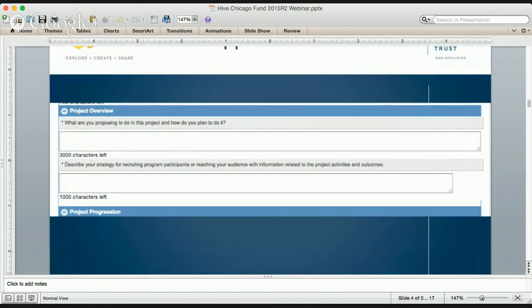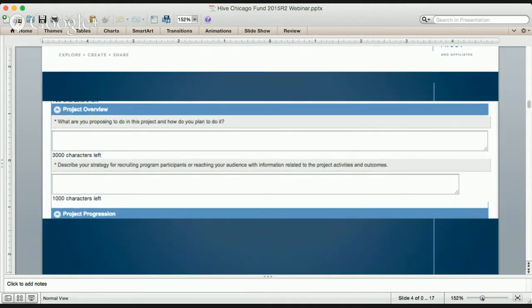Is this good? Okay. So this question is actually in response to the survey. So the people that filled out the survey about the last round, we heard you, hopefully, and have addressed some of your concerns. And so this first question, what are you proposing to do in this project and how do you plan to do it, is really an elaboration of that first sentence, or two sentences, that you get in the application, that's actually standard to the trust. So that's not something that we can change in terms of the character count, but the workaround that we did was to add this question.